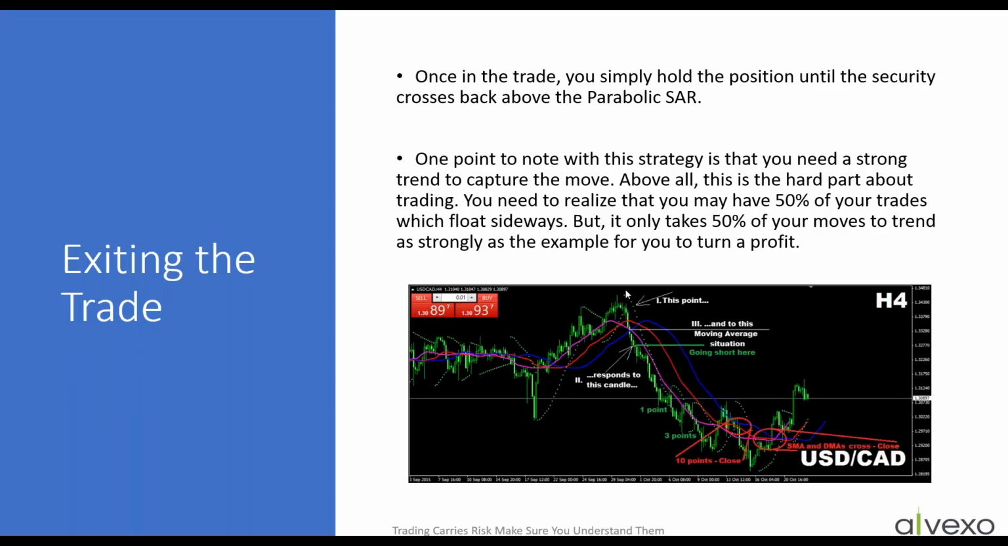One point to note with this strategy is that you need a strong trend to capture that move. Above all, this is the hard part about trading. When you realize that you have 50% of your trades which float sideways. Okay. But it only takes 50% to find trends that are moving, because you should only be looking for assets that are trending up or down. If an asset's not trending and you don't see a clear-cut trend, move on to something else.